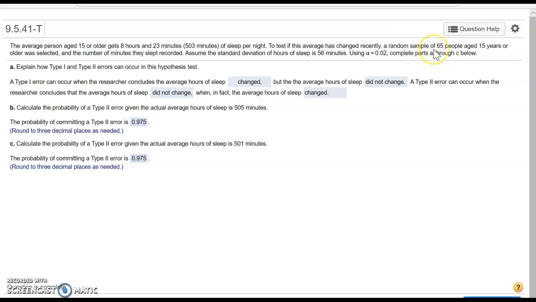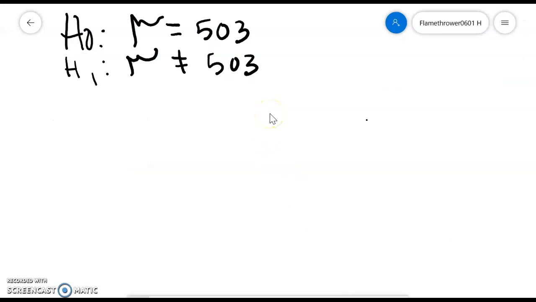We have a random sample of 65 people, so N is going to be 65, and the standard deviation is going to be 56, and alpha is going to be 0.02. So let's look at all of our information and get all of our pieces down so we can work this problem. So we know that N equals 65, our standard deviation is 56, and alpha is 0.02.